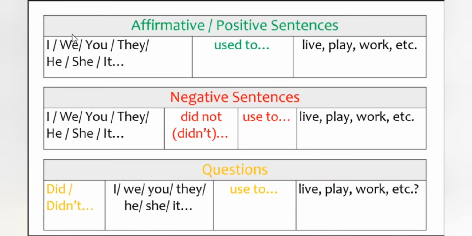Next, how to make questions. We start the questions with did. Kasi nga, past expression ang used to. Or didn't. Pwede bang didn't? Negative ang tanong? Yes. And then followed by the subject. And then used to. So ulit, wala na yung D. D is removed kasi nga may did. And then the infinitive form of the verb ulit. So easy lang siya. No? Okay. Para mas maintindihan, let's make some examples.